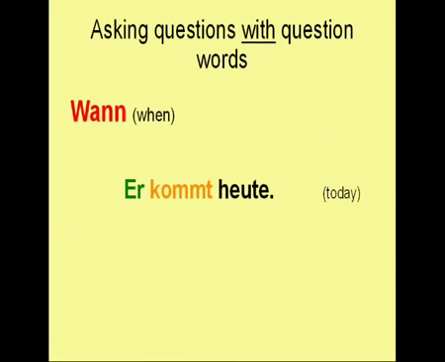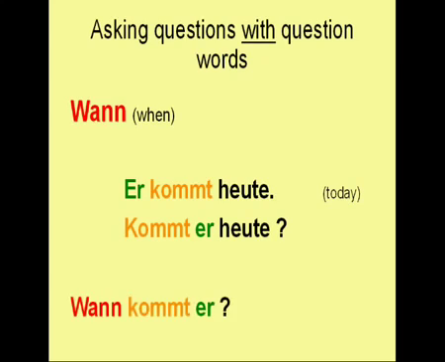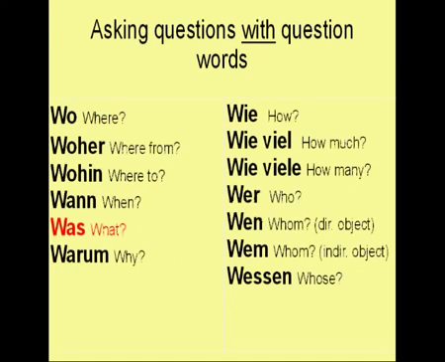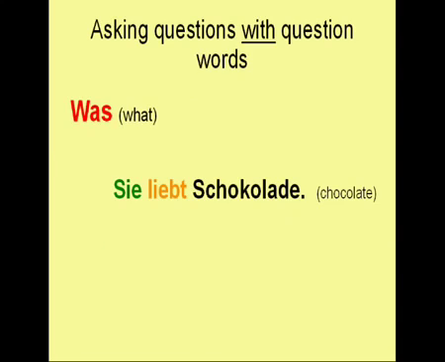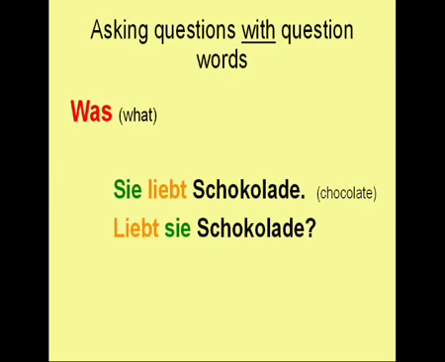Here, for instance, the sentence er kommt heute, which means he comes today. This is the question, kommt er heute? Does he come today? And as you can see, the question word again is simply put in front of these two words. The constellation of these phrases is kept the same. Then we have the word was, which means what. Sie liebt Schokolade. Liebt sie Schokolade? Was liebt sie? What does she love?